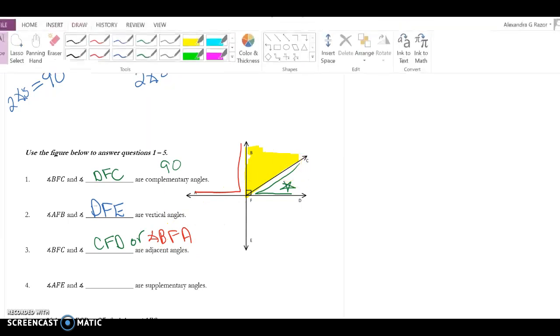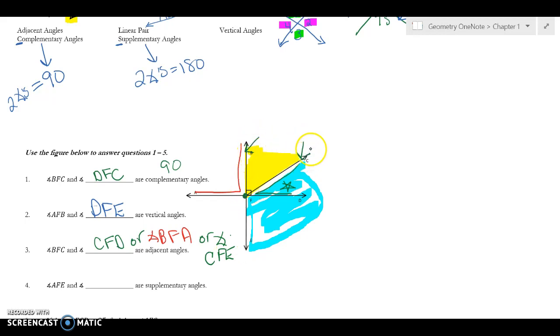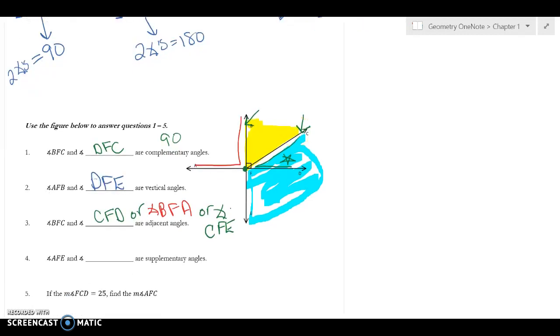And then I also have big angles. Like I could even say that my angle goes this whole thing, that obtuse angle. That obtuse angle is CFE. So there's a lot of different options that work. Adjacent, they just all have to have an F, and they either have to touch the B or they have to touch the C. So there's a lot of options for adjacent.